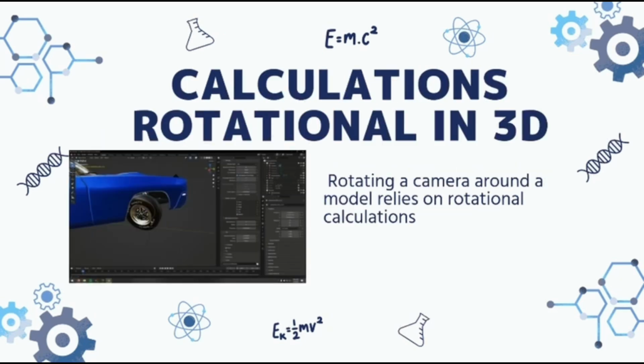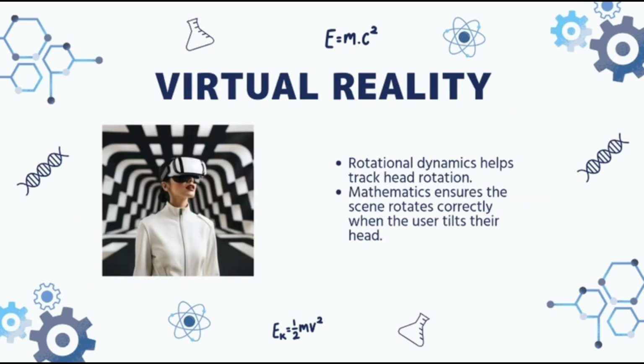In 3D animation, rotating a camera around a model relies on rotational calculations. Without proper angular momentum, the motion will appear jittery or unnatural. In virtual reality, rotational dynamics helps track head rotation. Mathematics ensures the scene rotates correctly when the user tilts their head.